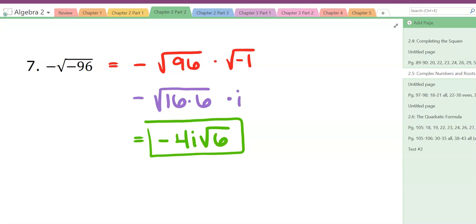Really the biggest change here is that i unit. Anytime that you see a negative underneath the square root sign, just train yourself to know I'm going to have an i in my answer. Because I can't do the square roots of negatives normally.